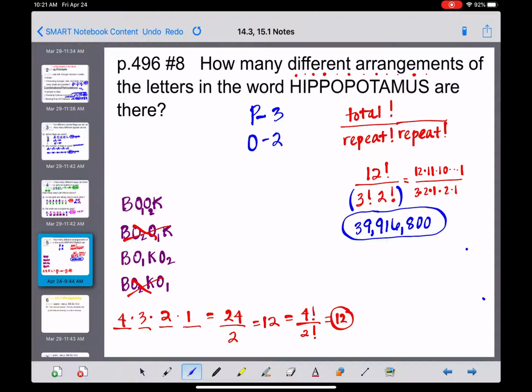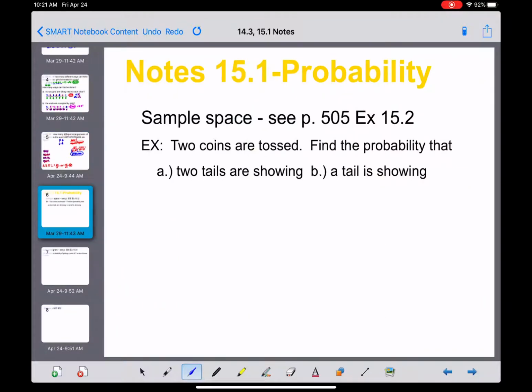I don't remember off the top of my head how many there are, but definitely want to see that. Okay, so we're going to go on in this lesson just to 15.1 because it's going to be pretty simple here, talking about just basic probability. So that's kind of going to be the next section.